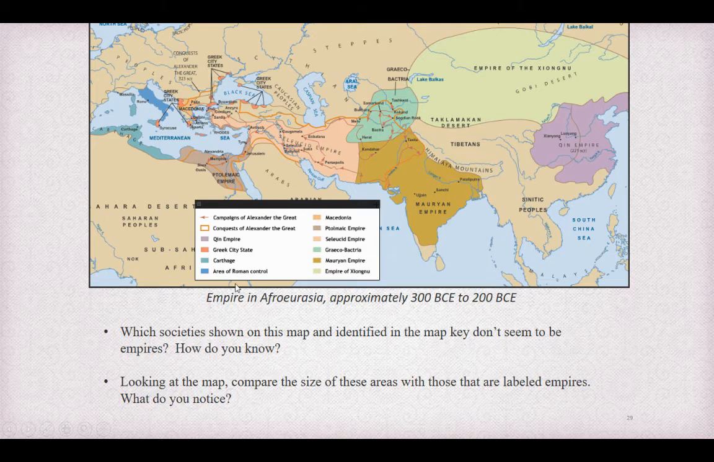Again, make sure that you look at this map key and use it again to determine which societies may not actually be empires. And then think about some of the key features and characteristics we've already touched on with empires and why these places might not be empires yet. Your second question asks you to compare the size of the areas that are labeled empires and compare what you see. Look for both similarities and differences related to their size.